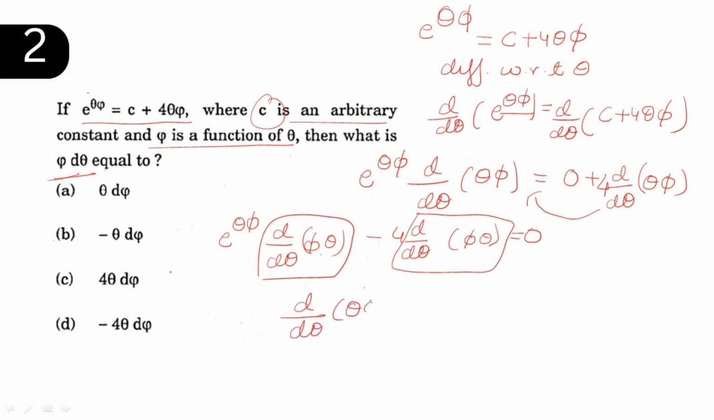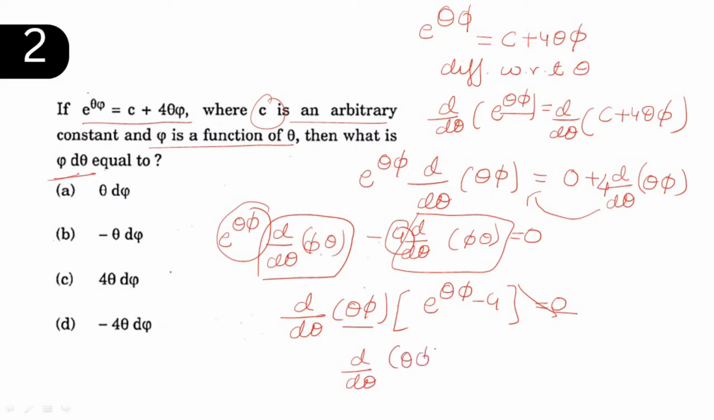Okay, I will write it again like it was written in the previous step, to avoid the confusion. What comes here? d by d theta of theta phi, and in the bracket is left this term e to the power theta phi and this term 4. It can go to the denominator of 0 and ultimately it will come 0. So what will come? It will come d by d theta of theta phi is equal to 0.